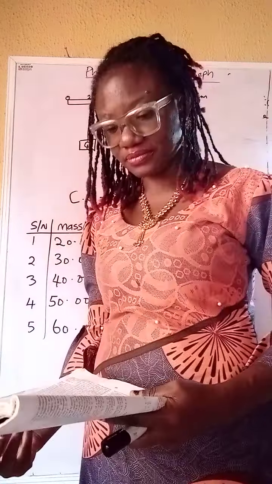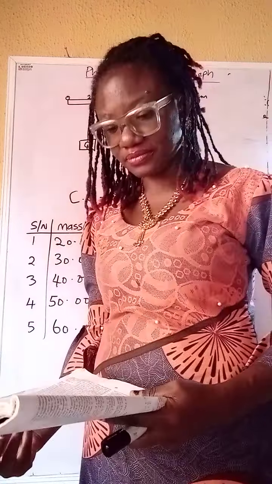Now, the next instruction says suspend the object labeled Q at the 20 centimeter mark of the meter rule. So this mass is labeled Q. In your own case, it might be labeled M, it might be labeled N. In this case, it is Q at the 20 centimeter mark. This is 0, so this is 20. You will be given a thread to hold this mass so that you can keep it on 20 centimeter. Let's go to the next instruction.